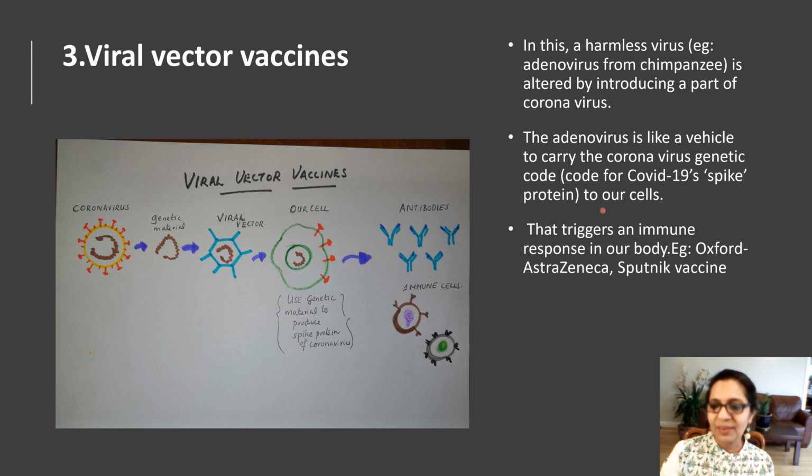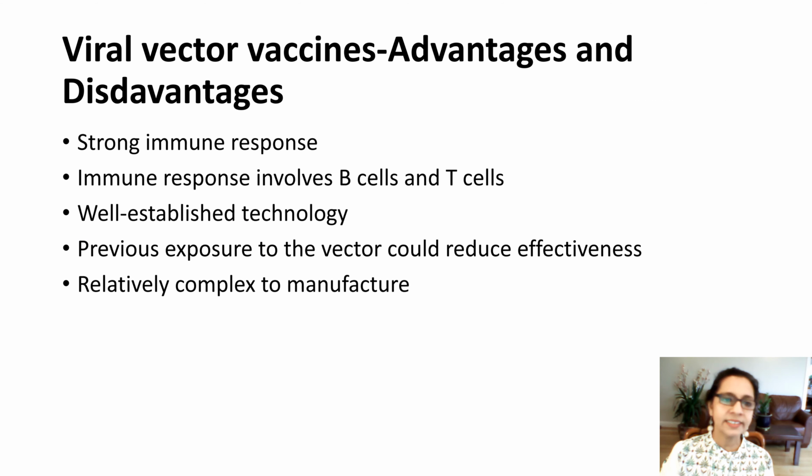So that's about the viral vector vaccines, and let us see the advantages and disadvantages. It creates a strong immune response which involves B cells and T cells, and it is a well-established technology. We have Ebola vaccines using the same technology. Previous exposure to the vector could reduce effectiveness, not exposure to the virus but exposure to the vector. It is also relatively complex to manufacture.